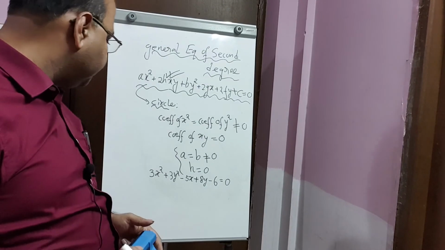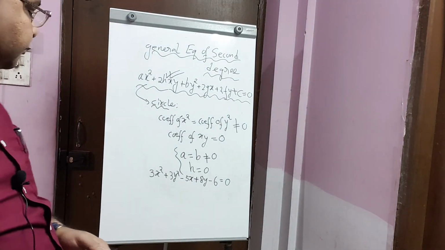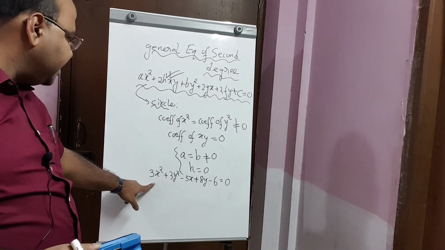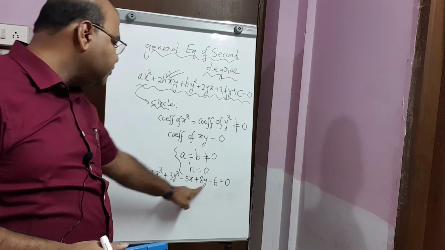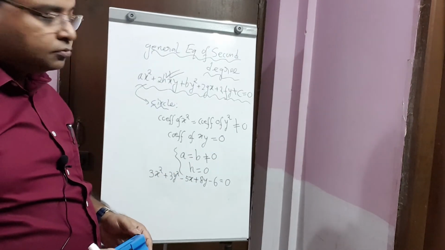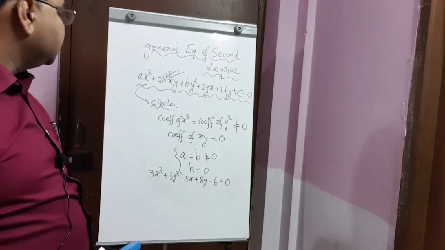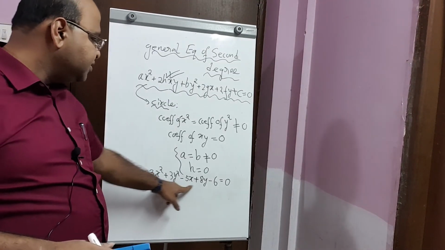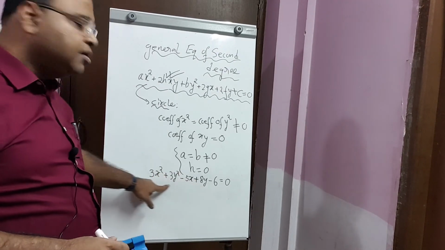Now, to obtain the center and radius of this circle, first we have to divide both sides of the equation by 3. This is a very vital point, because to obtain the center and radius of this circle, we have to compare this with the general form.